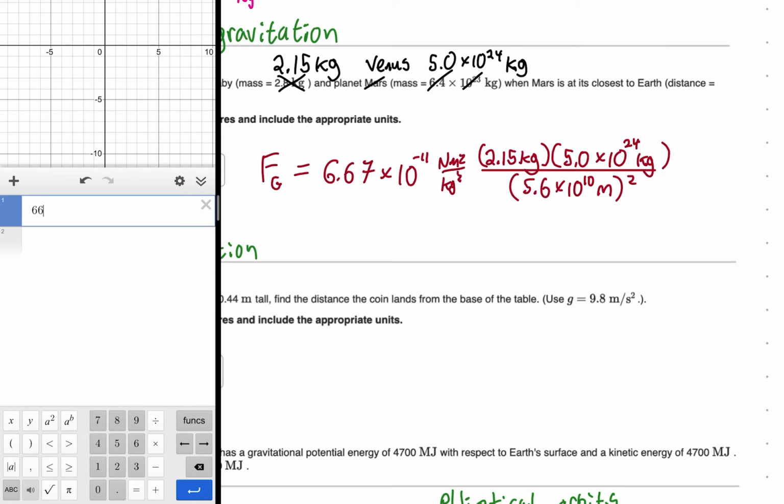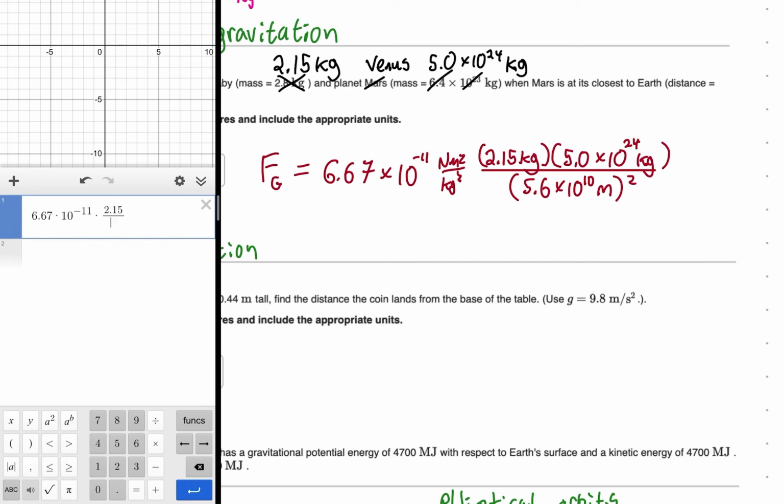So let's put in 6.67 times 10 to the negative 11, right? So you can see I got that first bit written all in scientific notation. The notation on Desmos is a dot instead of the cross like you see in typical typed scientific notation. Then we'll go ahead and set up our fraction. Now up top, I'm going to have the 2.15.